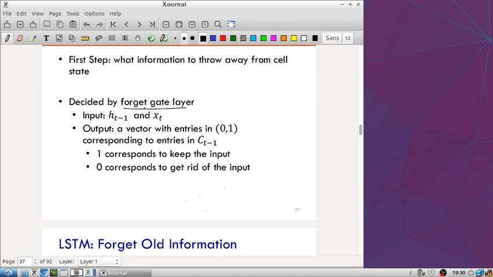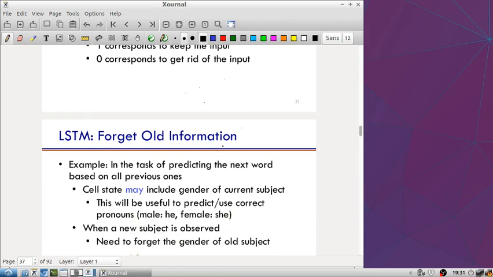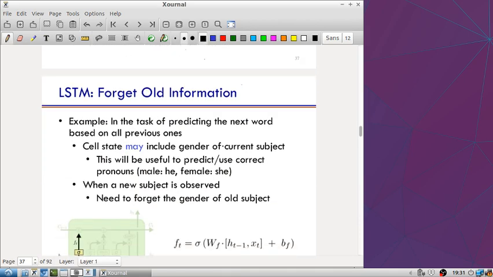Okay, so let's think of the forget gate. It tries to change c_{t-1}. So we want an output vector with entries in [0, 1], and we're going to do element-wise multiplication with c_{t-1}. 1 just corresponds to keeping whatever the cell state was before, and 0 means get rid of it.